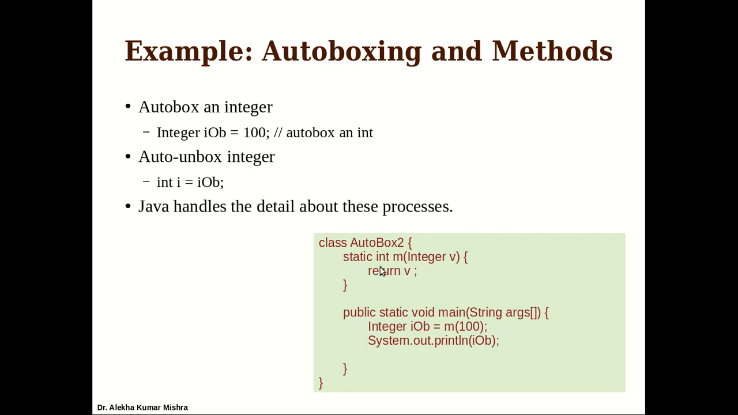You can see that here, in class AutoBox2, it accepts v as an Integer wrapper object. But what it returns, the return type, is int, the primitive type. So in the statement return v, the conversion happens automatically. What is this? It is unboxing. You are unboxing the Integer wrapper to the primitive type here. So unboxing is going on here. Whenever an object is created, we create an object here and we call it by method m.